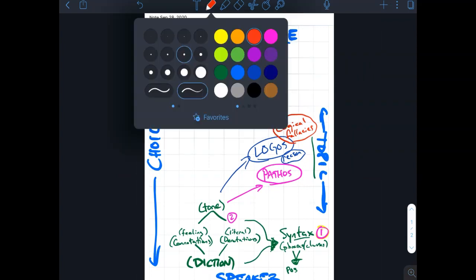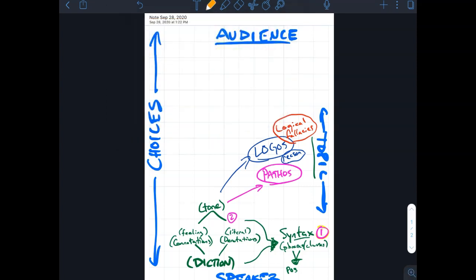And so the speaker has all these choices to say, am I going to use pathos? Am I going to use logos? Am I going to use logical fallacies? What is my audience like? And based on that audience, they have to make choices to maintain this idea of ethos. And ethos, as you see here from this orange drawing, has to be maintained throughout the whole discussion in order to convince the audience.